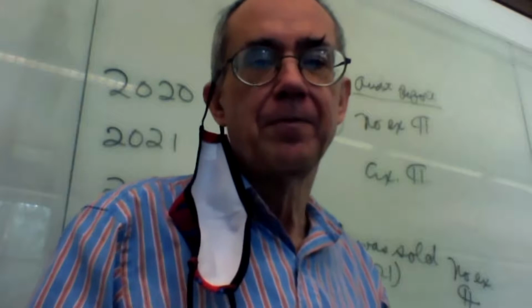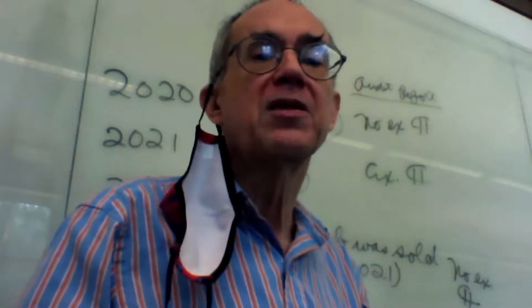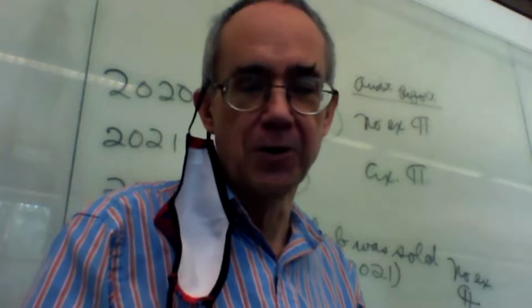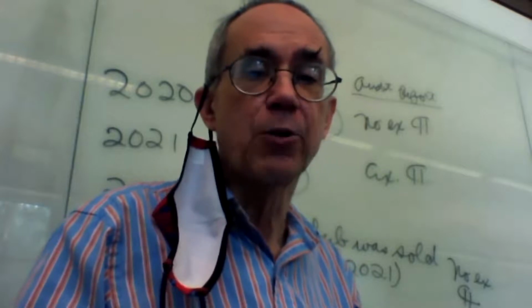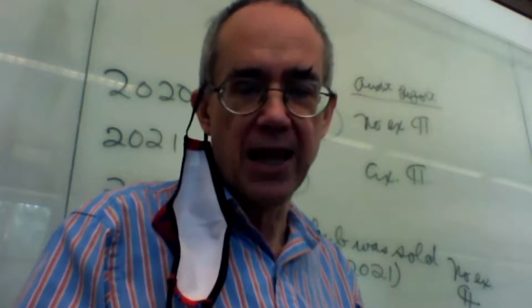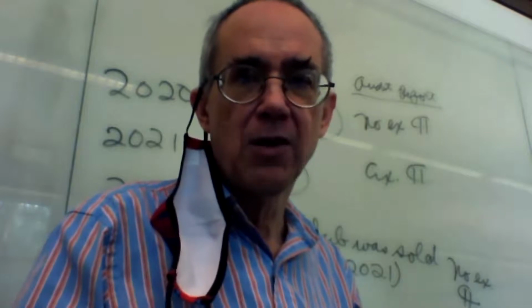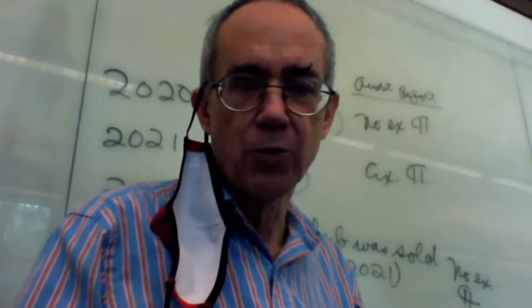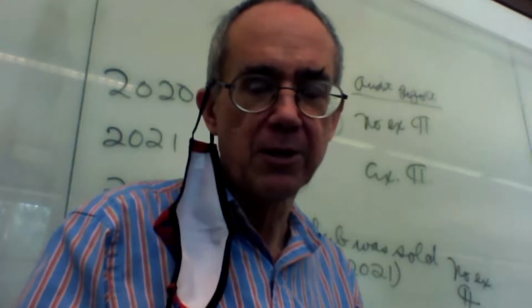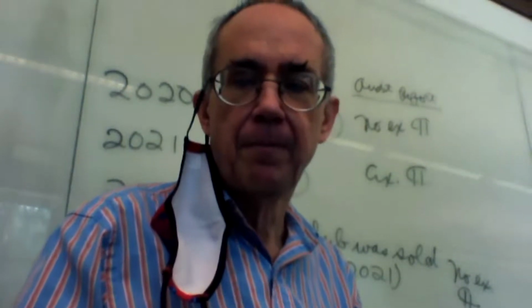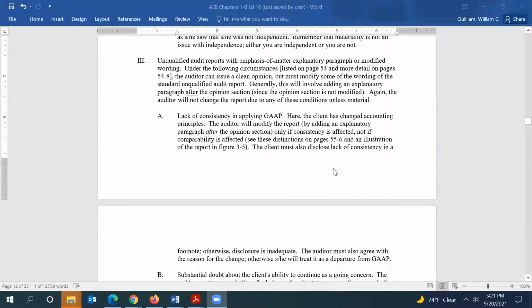Just completing A here, going back to the notes, the client must also disclose the lack of consistency in a footnote. Otherwise, disclosure is inadequate. So they must have that in the footnotes. And the auditor is also going to agree, and oh, let me put this back on share screen, pardon me. So just looking here, disclose that lack of consistency in a footnote, otherwise disclosure is inadequate. And the auditor must also agree with the reason for change. Otherwise, he or she will treat it as a departure from GAAP.